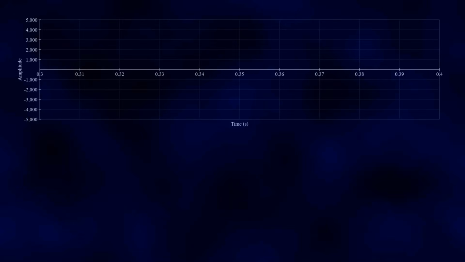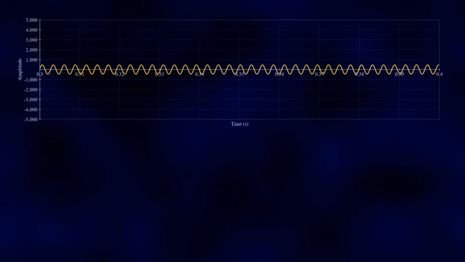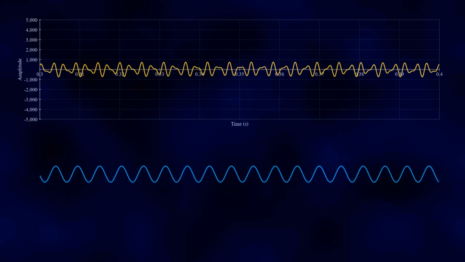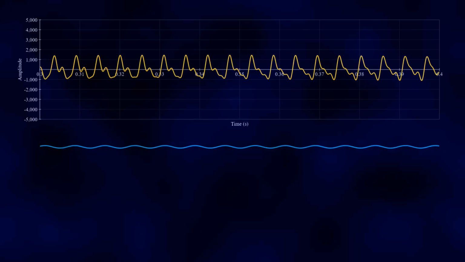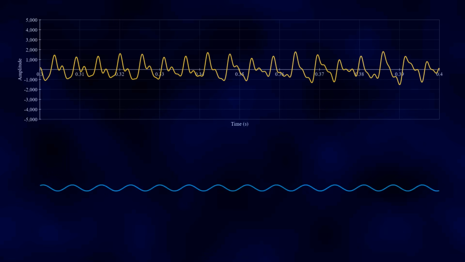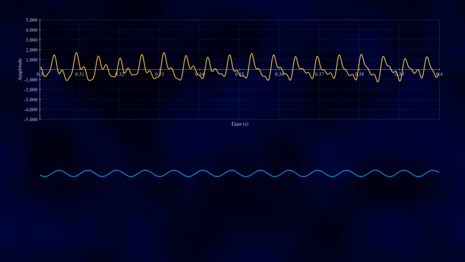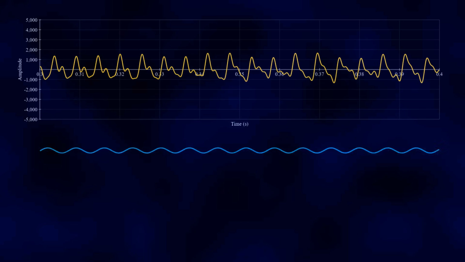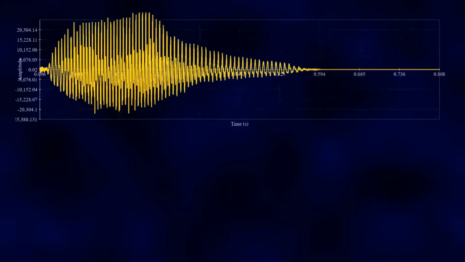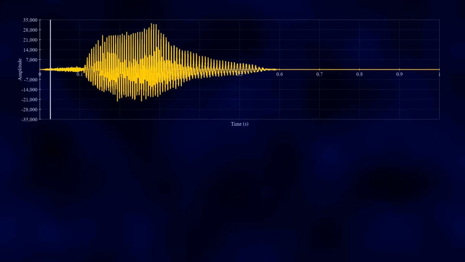Take this sinusoid here. It doesn't sound like much, does it? But let's add another sinusoid to it with a different frequency, magnitude, and phase. And another. And another. As I add more and more sinusoids, it begins to sound more and more interesting, until, after adding some 40,000 different sinusoids, it sounds like my voice saying Fourier over and over again.